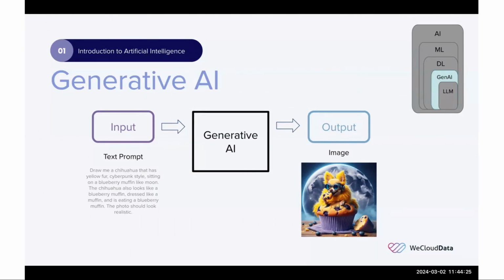Generative AI is a machine learning system, and it typically requires input and gives you output. But unlike traditional machine learning, the input doesn't have to be a table or structured data. It could be text. In this case, we use a text prompt: draw me a chihuahua that has yellow fur, cyberpunk style, sitting on a blueberry muffin. That's the prompt, and you feed that into a generative model, and it gives you the image output. But generative AI is more than just text to text or text to image. You can do image to text, image to image, and text to video now with Sora. There are many different use cases.